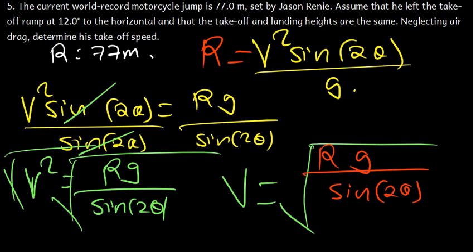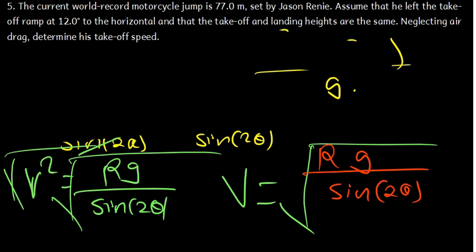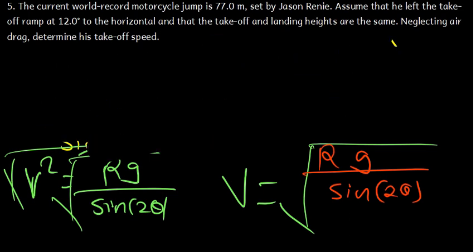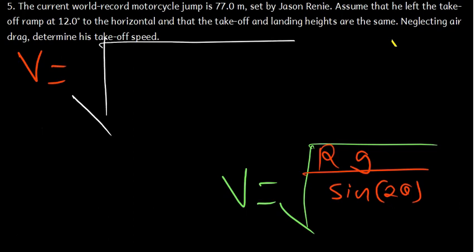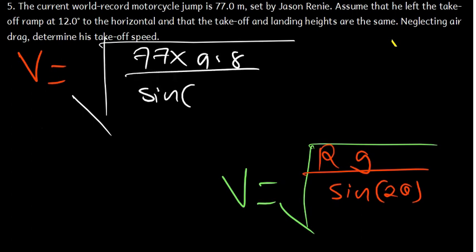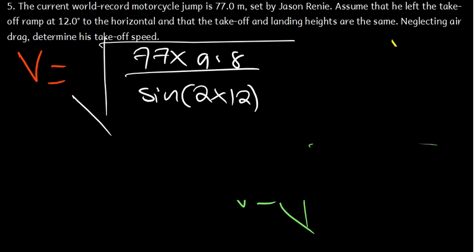Now let's plug in the values. We plug in the values, we see the velocity which we are going to have. That will be our initial velocity, the takeoff velocity. So v will be equal to, we have the range as 77 times 9.8. We divide it by sine 2 times the angle 12. So it's the same as the angle now inside there is going to be 24. Okay, the angle is going to be 24, then it's going to be sine 24.